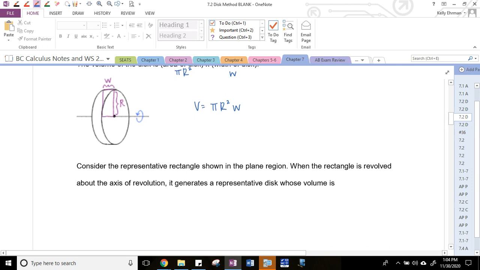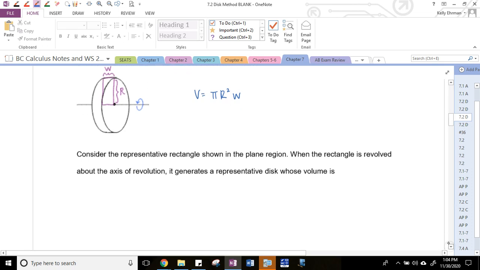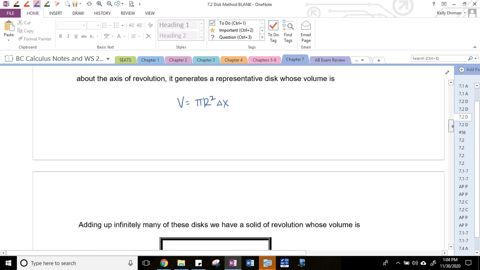Consider the representative rectangle shown in the plane region. When the rectangle is revolved about the axis of revolution, it generates a representative disk whose volume is V equals pi R squared times W. And if we had this in an XY axis, instead of W we might call this the distance between two x values, or delta x. On the next page, that's just one disk.